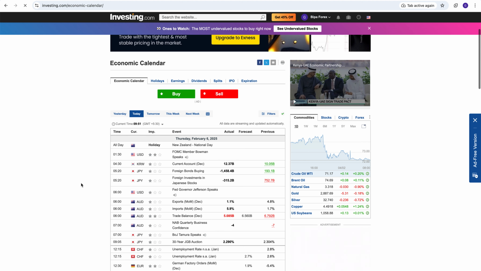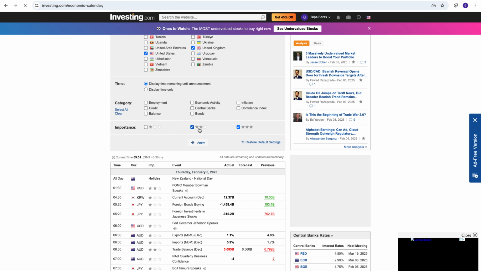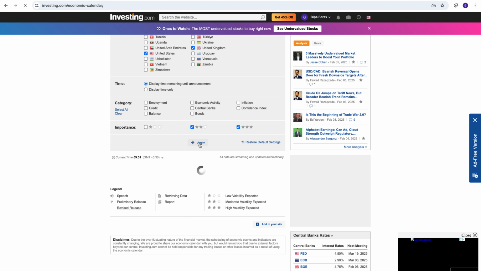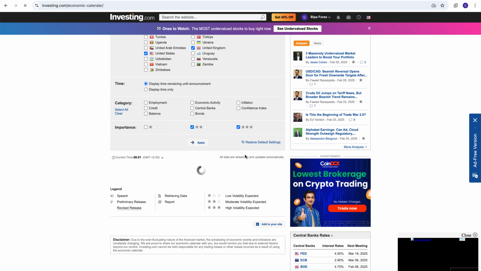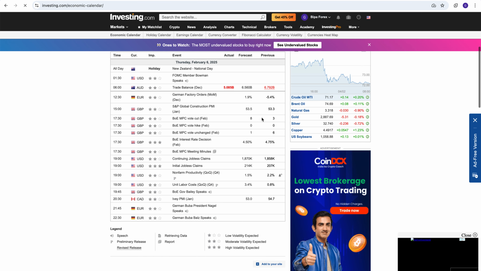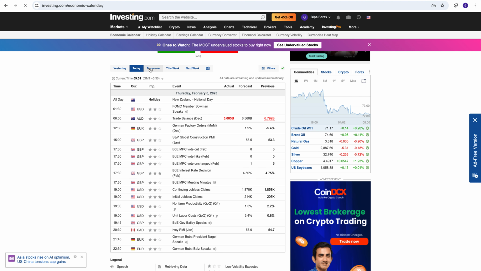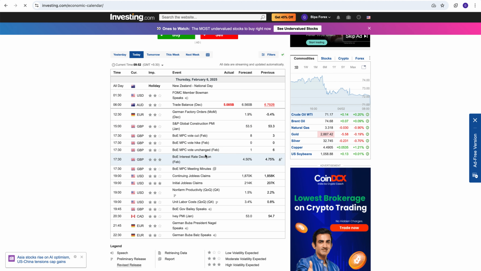On investing.com today, let's filter by 2 star and 3 star news. Let's apply it. Let it load and then give the result. So today we have the BOE interest rate decision at 5:30 p.m. IST, and then 2 star news. These are not very important.